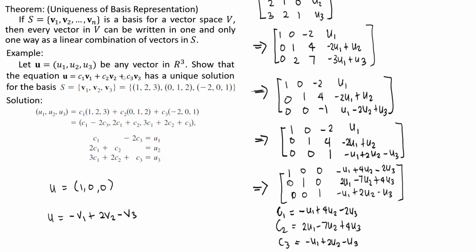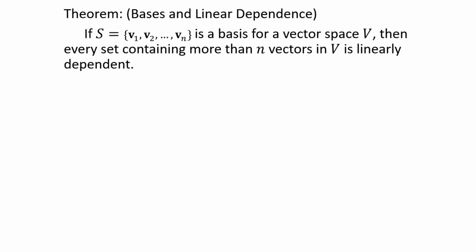So we have shown that each u in R3 can be written in one and only one way as a linear combination of these vectors in S. Now let us have the following two important theorems. If S is a basis for a vector space V, then every set containing more than n vectors in V is linearly dependent.